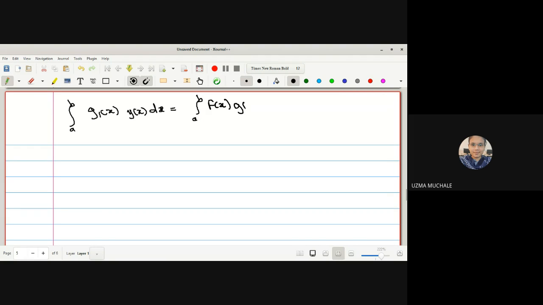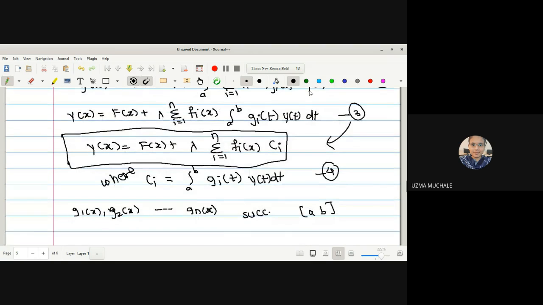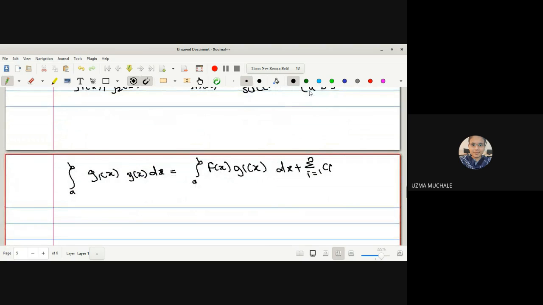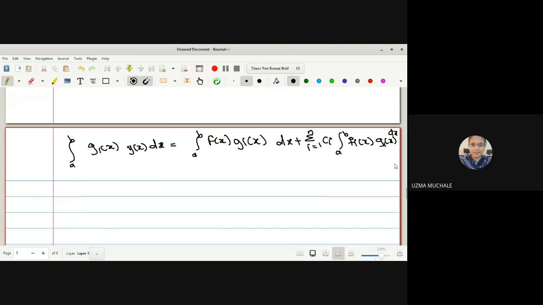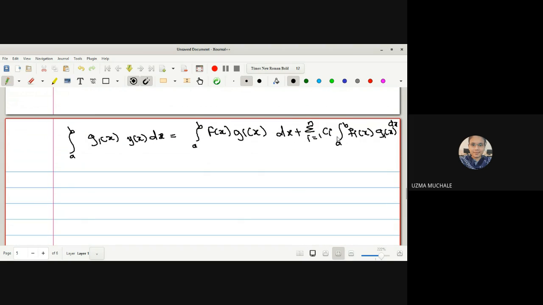We have to multiply by g1 on both sides. Hence we have to multiply for f of x also. Summation over i from 1 to n ci, correct? This integration we have to multiply by g1 of x. Integration fi of x. Again we have to multiply by g1 of x. Integration is with respect to x. This is our equation a1. Whatever the method we have applied just from now, we have to do the same procedure.